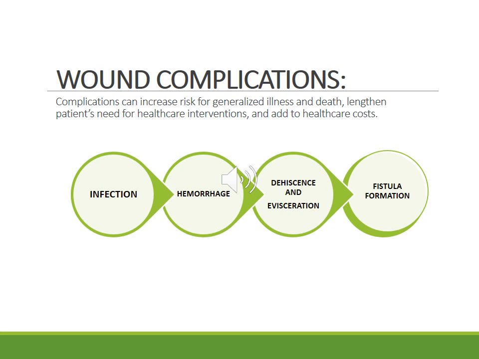So we've gone through the stages of our wound healing and all the factors that affect it. And now we're on to what are our wound complications. So we are having complications from our wounds. This can increase risk for generalized illness and death. It usually lengthens the patient's need for healthcare interventions, and it can add to healthcare costs. And four that we're going to talk about through this PowerPoint are infection, hemorrhage, dehiscence and evisceration, and fistula formation.